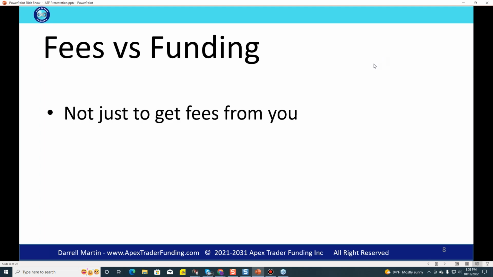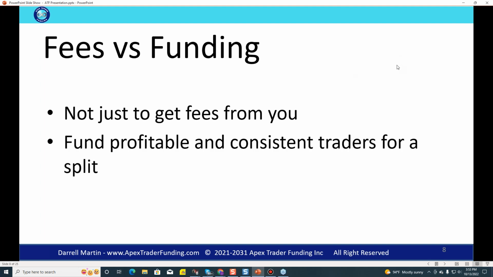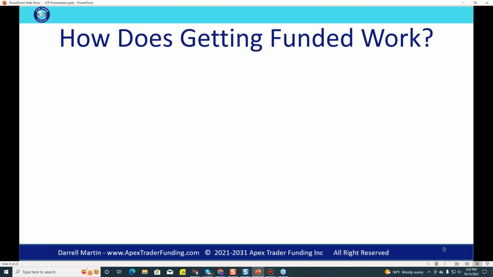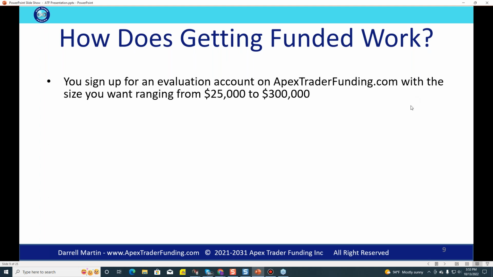So when you're looking at different funding companies, are they there just to get fees from you? Or do they actually have a true path to a long-term relationship with real funding and to pay out real money to you? Because that's what it's all about, right? So I've kind of already walked you through this.